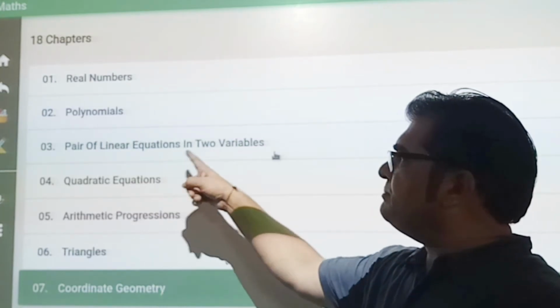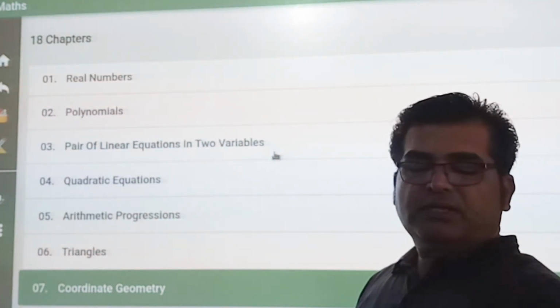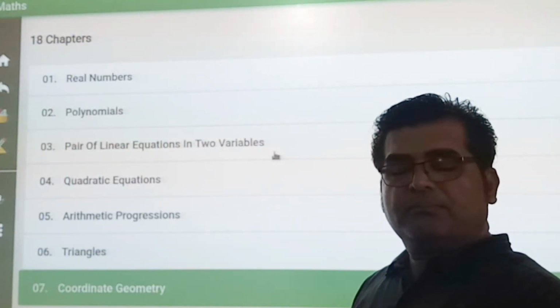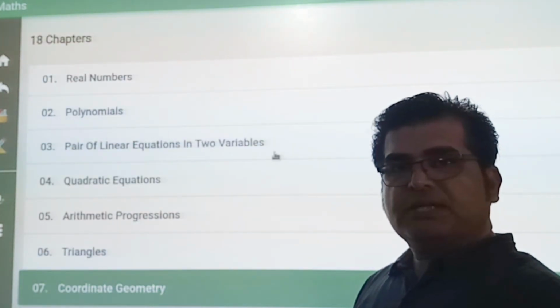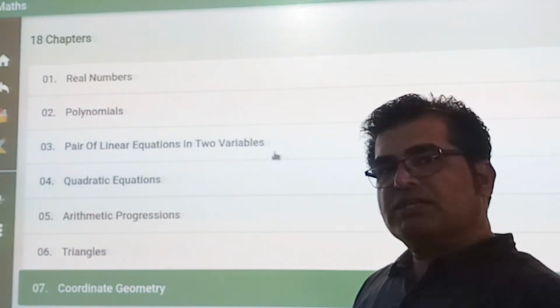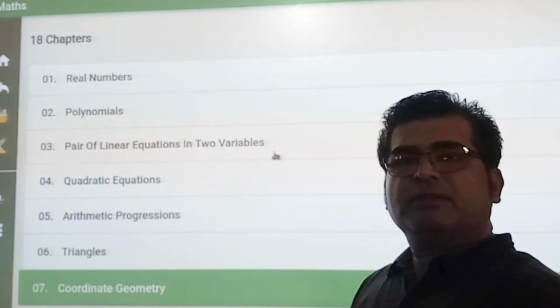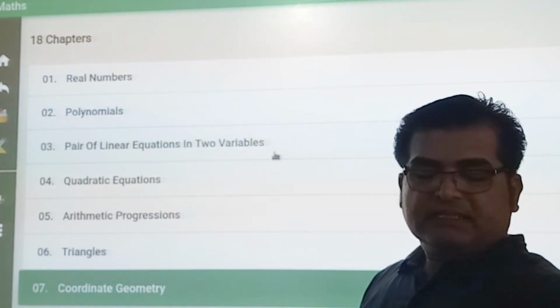Then chapter 3 is pair of linear equations in two variables. In this chapter you will study pair of linear equations in two variables, the graphical method of solution of a pair of linear equations, the substitution method, the elimination method and the cross multiplication method of solving the pair of linear equations in two variables.